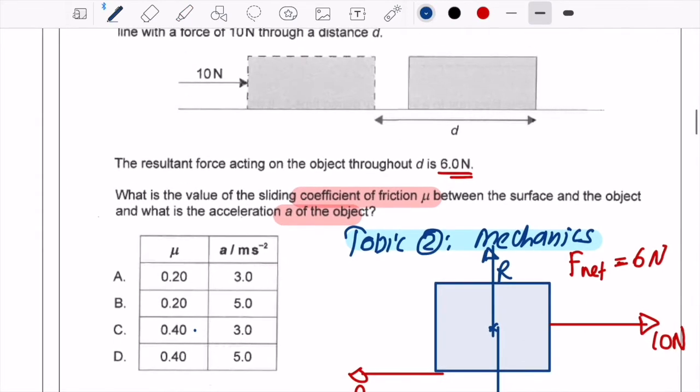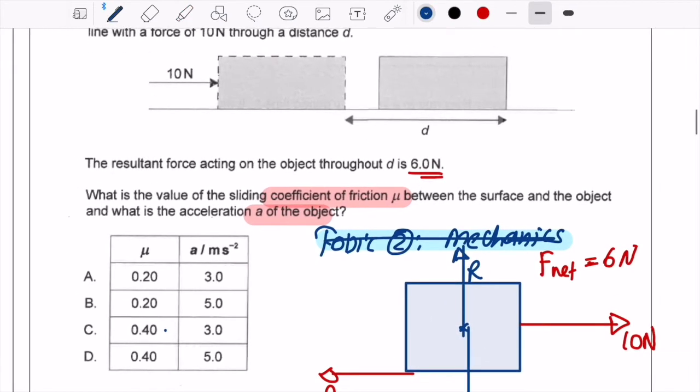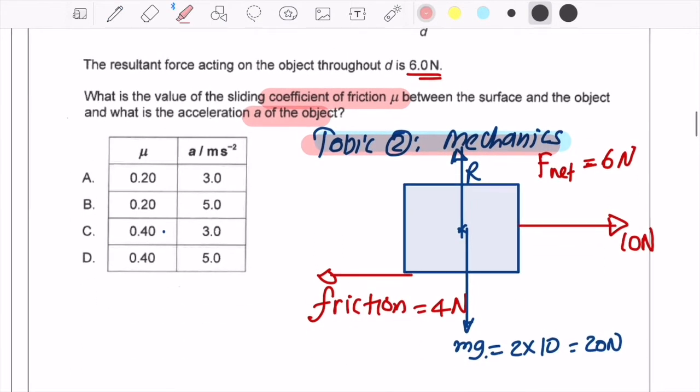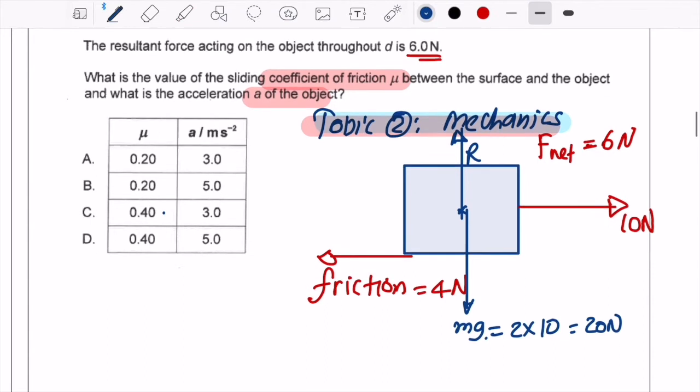This question is also coming from mechanics. Topic number 2, mechanics. It's about friction. I try to plot the situation again here. This is a free body diagram of that block. It has 10 Newton forward, net force is 6 Newton, so definitely friction has to be 4 Newton backwards, right?